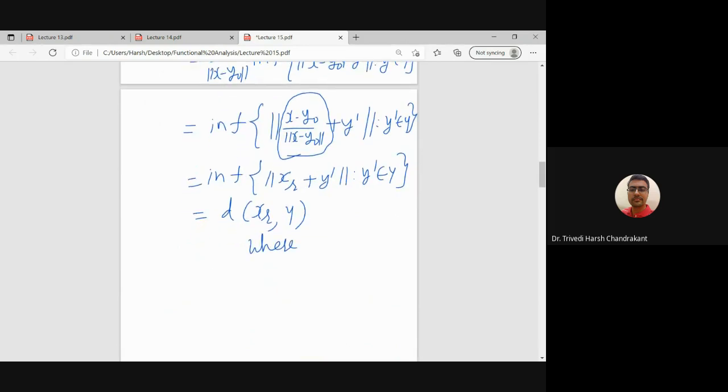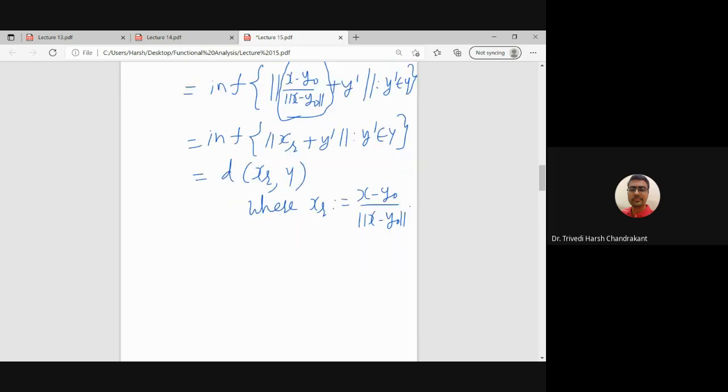So what is xr? Xr is, we are denoting the element x minus y naught divided by the norm of x minus y naught. So therefore the norm of xr is the norm of x minus y naught divided by the norm of x minus y naught. So this is a unit vector anyway. So we are done.